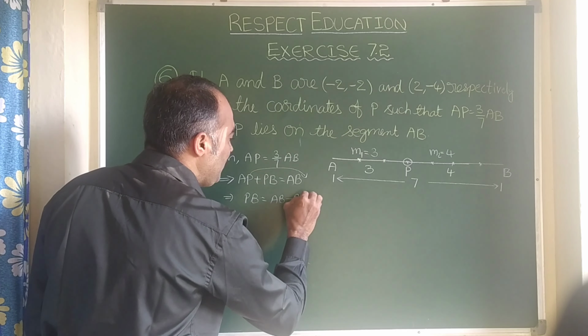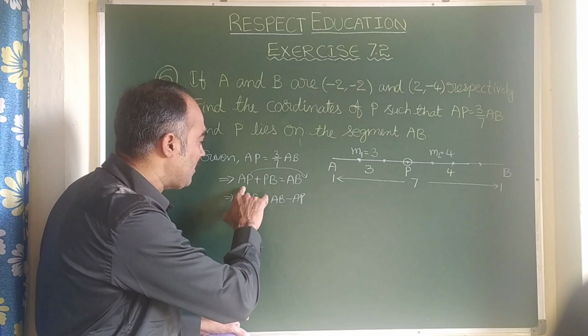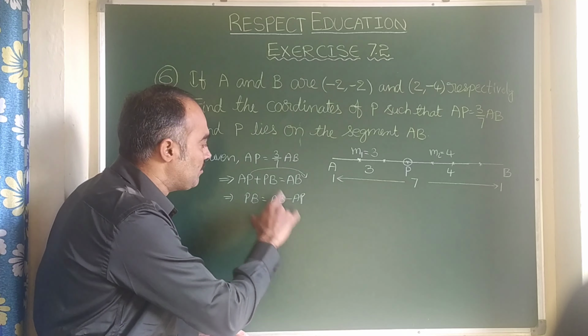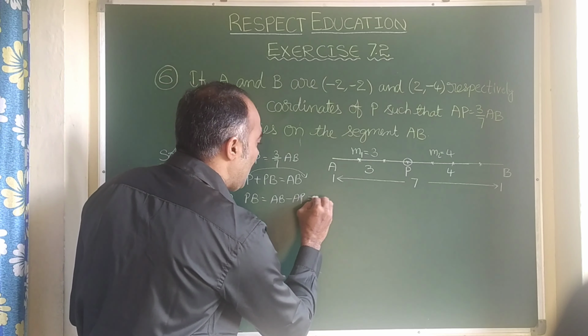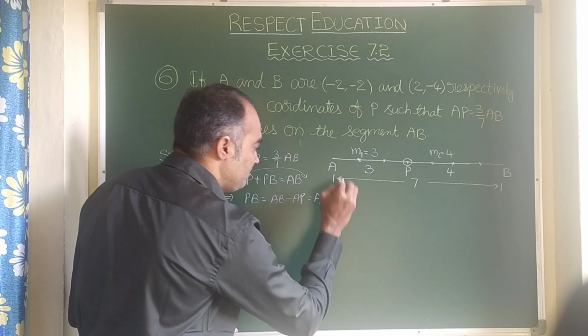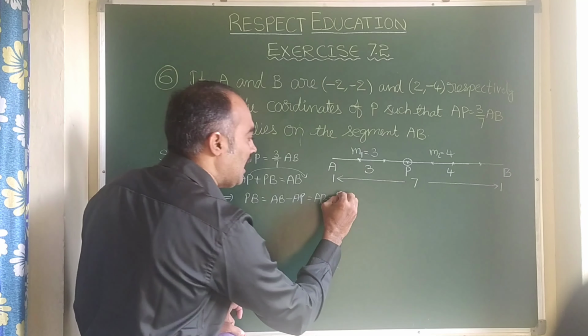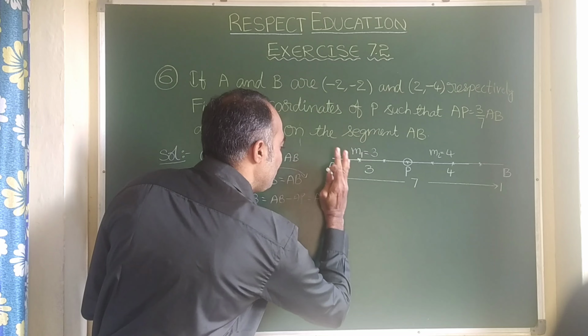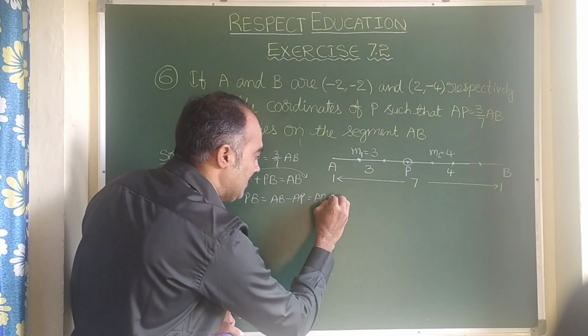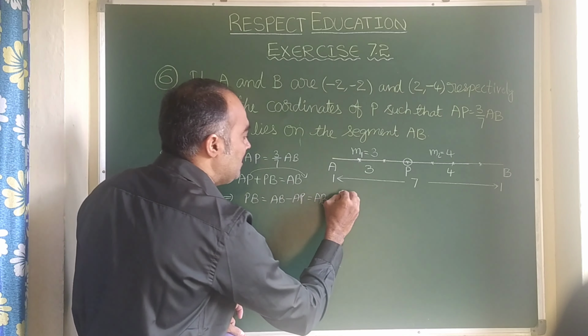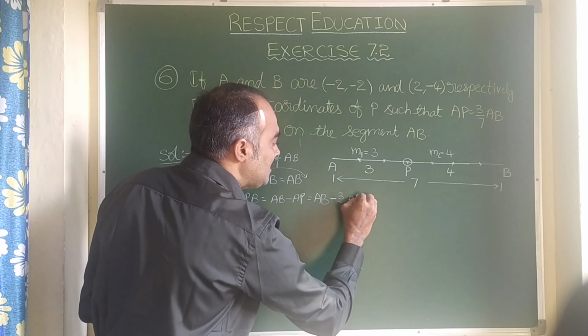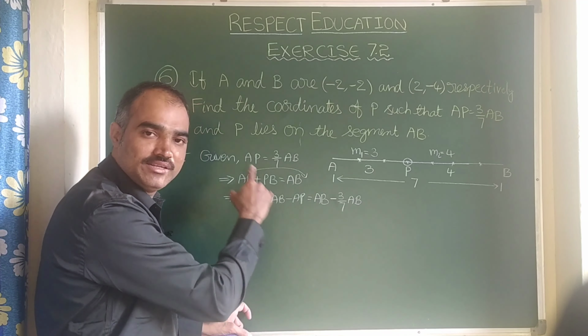AB minus AP. I am sending AP from the left hand side to the right hand side, that's why the sign is changed. Now I am writing AB as it is, minus AP. In place of AP, I am writing 3 by 7 times AB, that is given in the question.